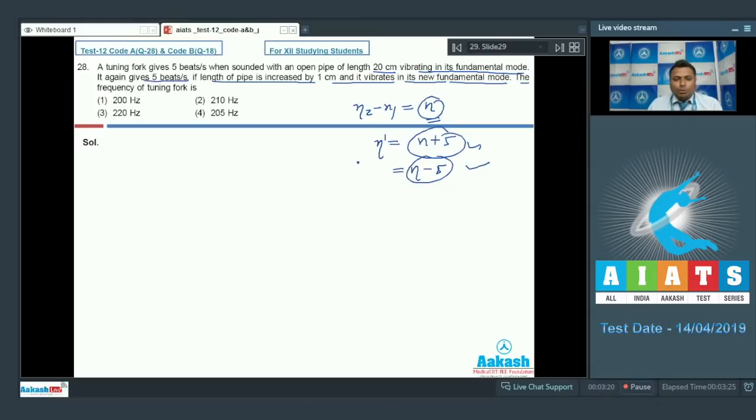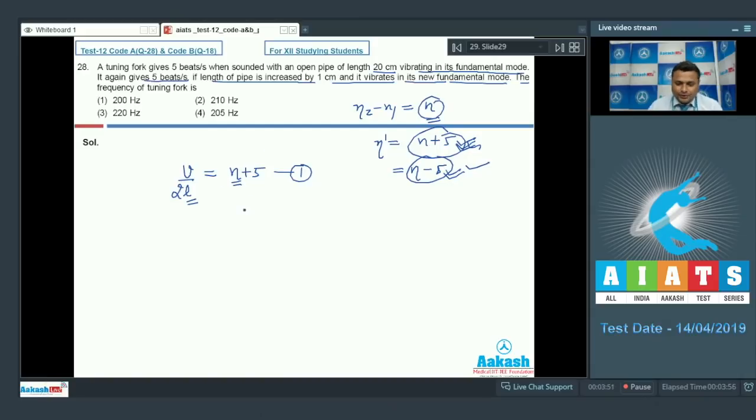Now fundamental frequency for an open organ pipe is given by V divided by 2L. And let us suppose we are taking n plus 5, where n is the frequency of tuning fork. Equation number 1. Now, if we increase the length, frequency will be decreased. This is larger frequency, this is smaller frequency. And in question, the length is increased by 1 centimeter. So new length will be increased and therefore new frequency will be decreased.